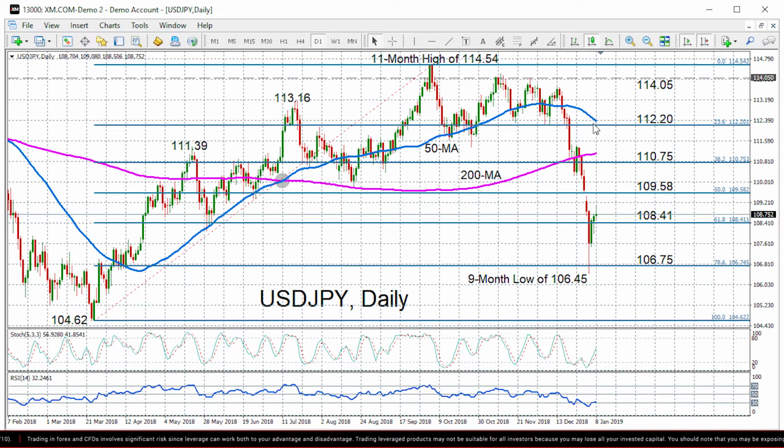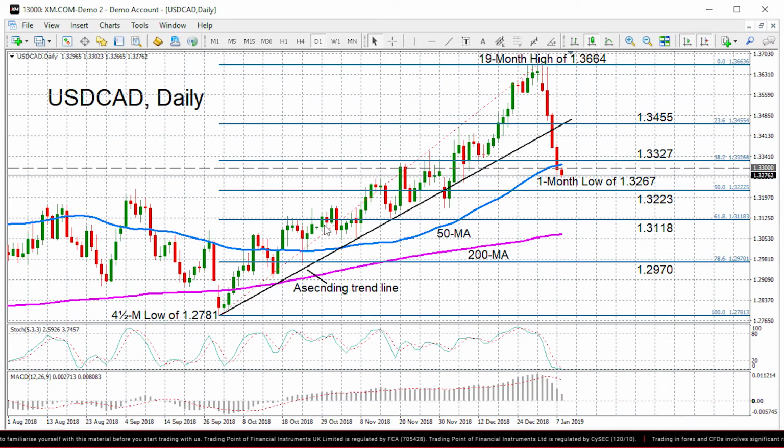And then above that, we could see the pair heading back towards that 11-month high from all the way back in the autumn. To the downside, though, if the pair was to fall back below the 61.8% Fibonacci, so that's the immediate support around 108.41, we could see the pair heading back towards that 9-month low of 106.45, and then if that does occur, we would see a shift of the current neutral picture in the medium term turning to a more bearish one.